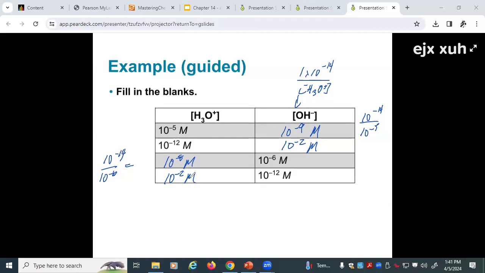Now, if I don't have that particular situation, let's just say for the sake of argument, we added a 5th line here. And this one had 3.1 times 10 to the negative 4th molar. How would I go about figuring out the hydroxide? It'd be the same thing. 1 times 10 to the negative 14th divided by 3.1 times 10 to the negative 4th. This one I would have to use my calculator for.